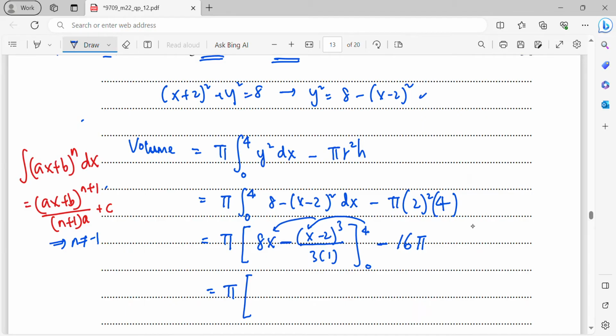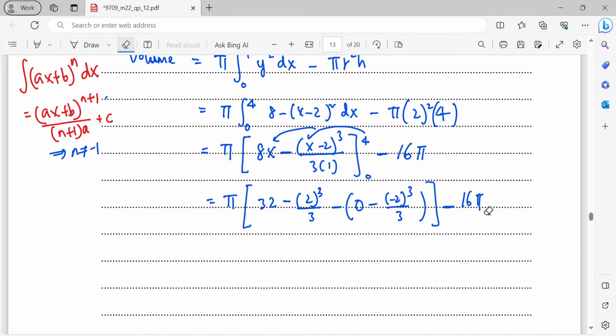So 8 times 4 is basically 32. Minus 4 minus 2 is 2 cubed over 3. Then I minus when the x goes to 0. So the first term is 0. The second term is not 0. So 0 minus 2, I get minus 2 cubed over 3. Then minus 16 pi.